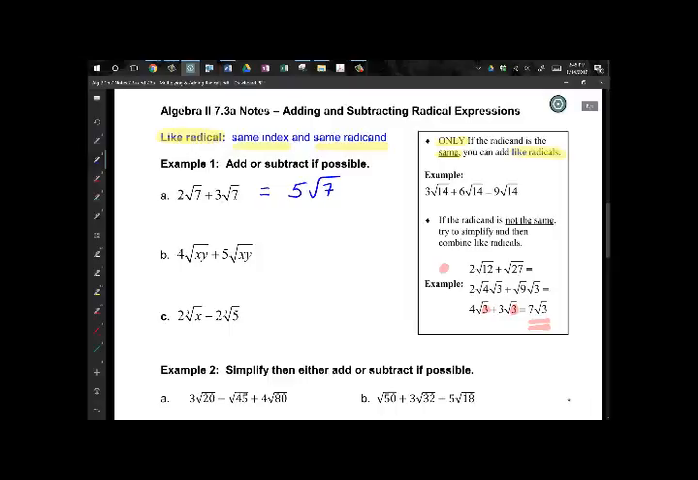For B, notice we have the same radicand and we have the same index, both being 2. So once again, we're allowed to add them: 9 square root of xy.